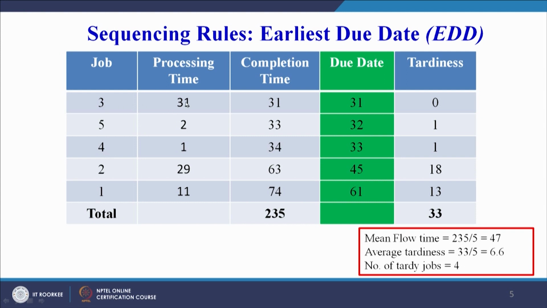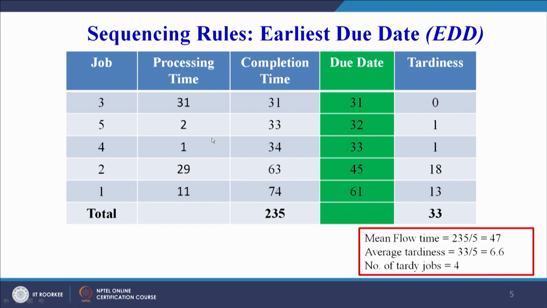So for job number 3, processing time is 31 time units, completion time is 31 because this is the first job to be sequenced. Due date is also 31, so we can say the tardiness value is 0 here. The next sequenced job is job number 5, processing time is 2 units. It will start after 31 time units.